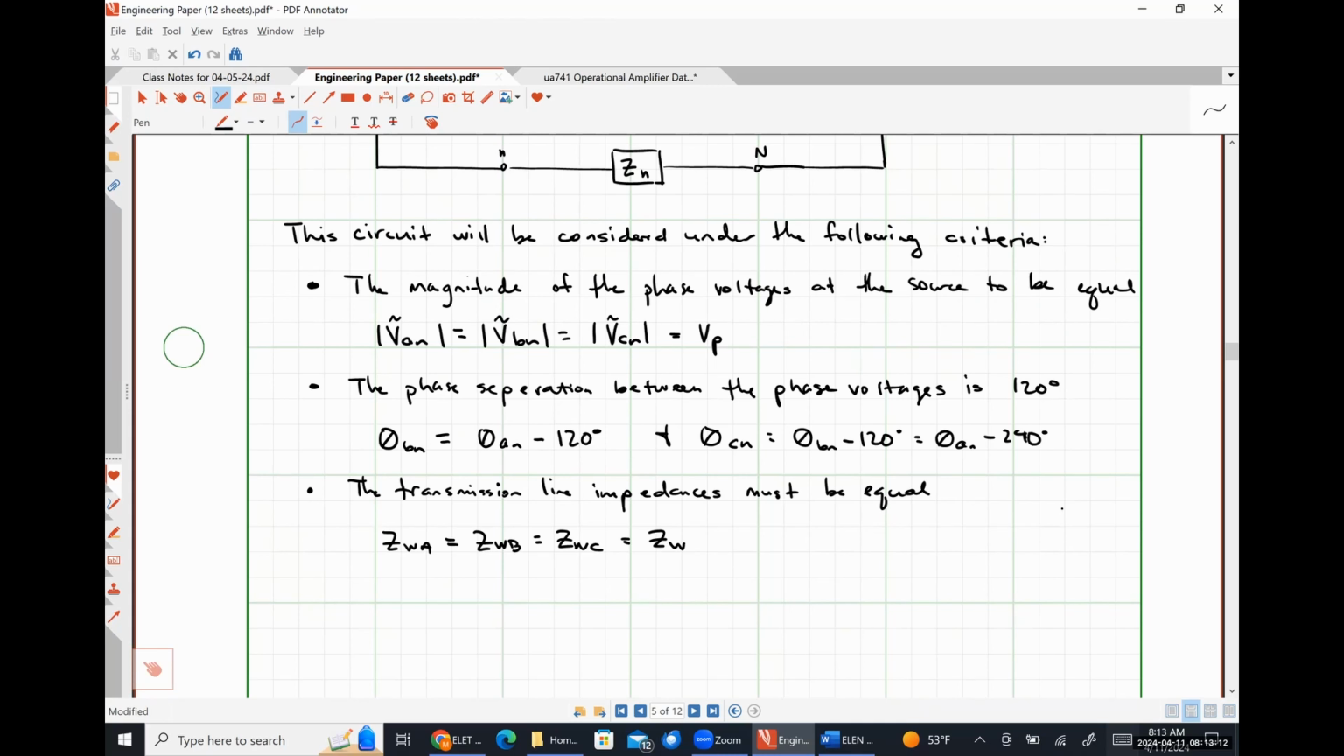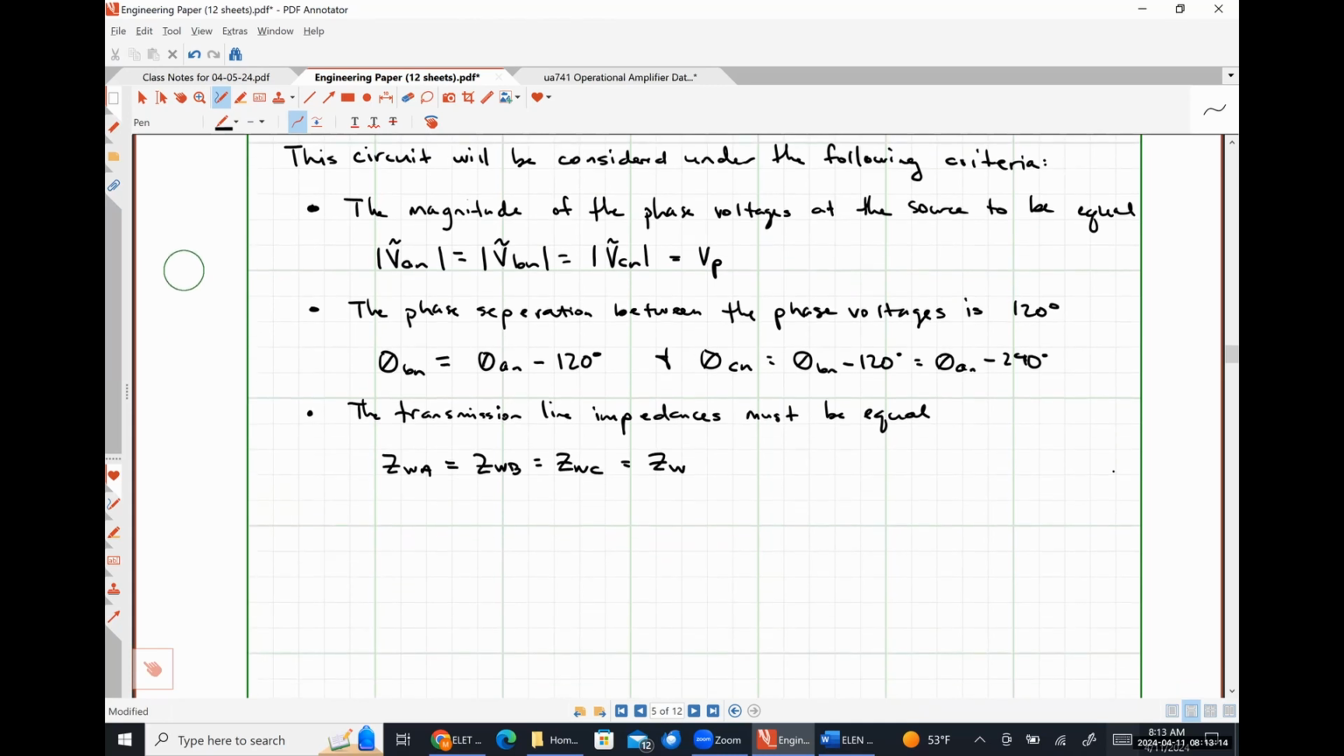All right. So now let's talk about the load side of things. We need the load impedances to also be equal for this system to be balanced.